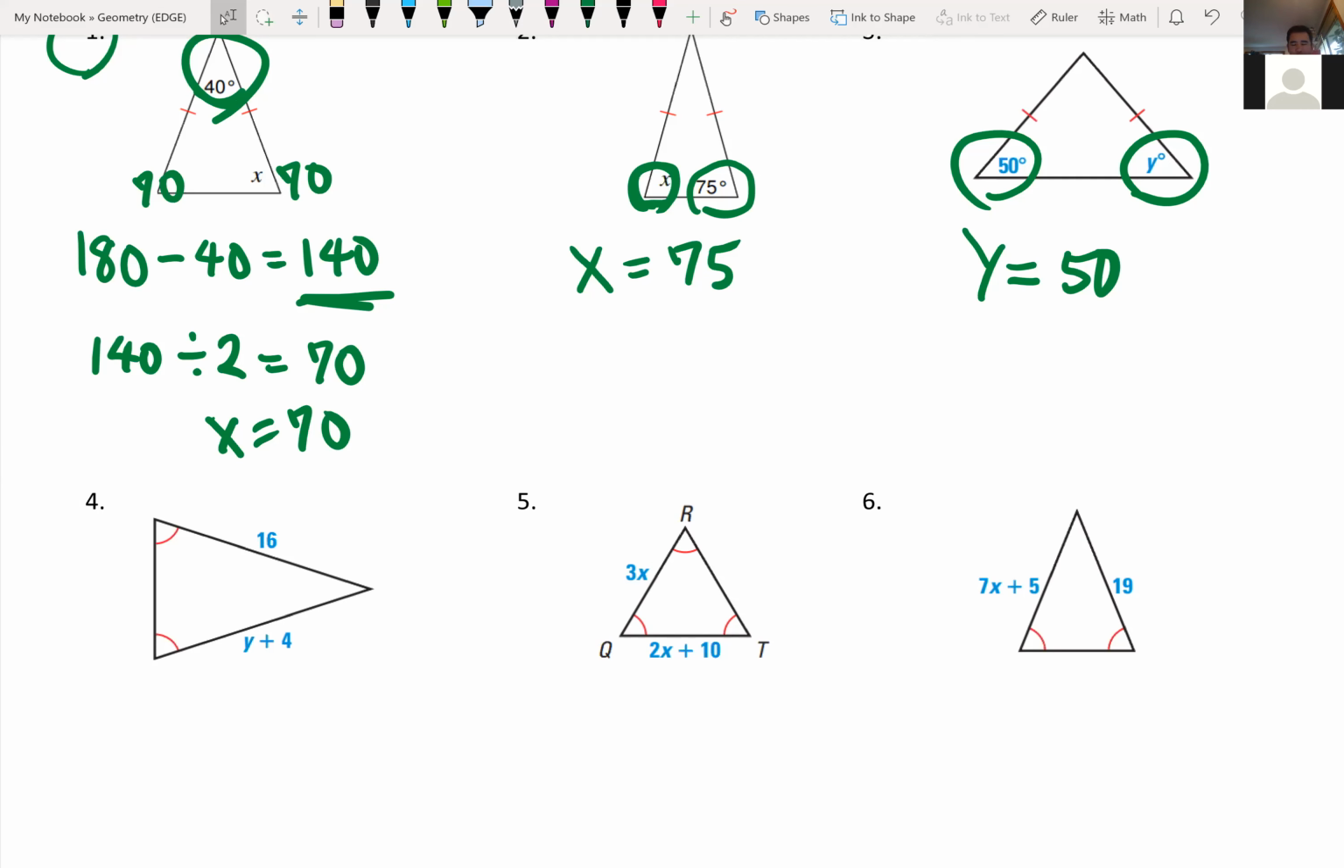Very good. Yeah, if I ask you for x and y, then yeah, you solve for x and y, all of them.